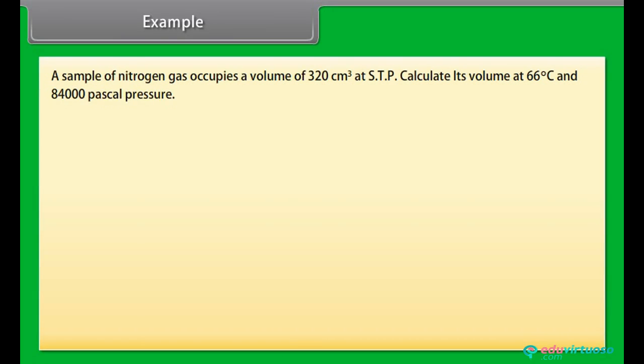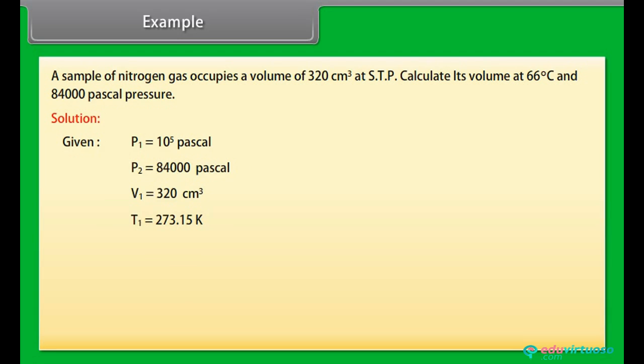Example: a sample of nitrogen gas occupies a volume of 320 centimeter cube at STP. Calculate its volume at 66 degrees Celsius and 84,000 Pascal pressure. Solution: given P1 is equal to 10 raised to the power 5 Pascal, P2 is equal to 84,000 Pascal, V1 is equal to 320 centimeter cube, T1 is equal to 273.15 Kelvin, T2 is equal to 66 degrees Celsius, which is 66 plus 273.15 Kelvin, equal to 339.15 Kelvin. We have to find V2.